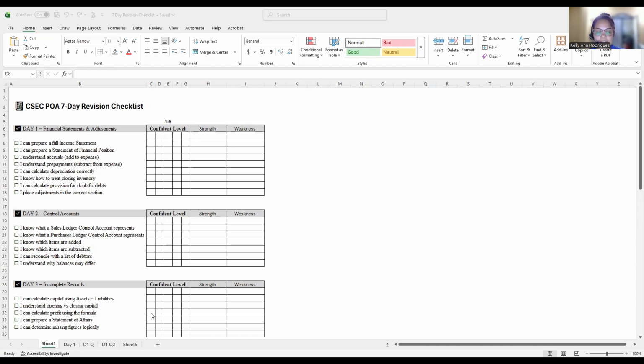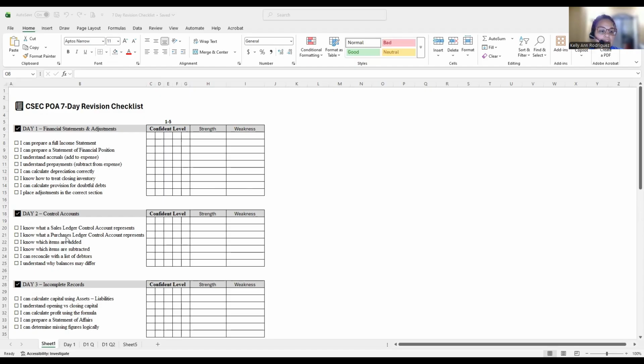Now we're at the critical stage for this exam. So we're going to focus on exam type paper questions so that you'll know how the examiners come and what they expect of you. Okay? So day 1, we look at financial statements and adjustments, as advertised. You will click your confidence level. You put what your strengths and weaknesses are based on your assessment.